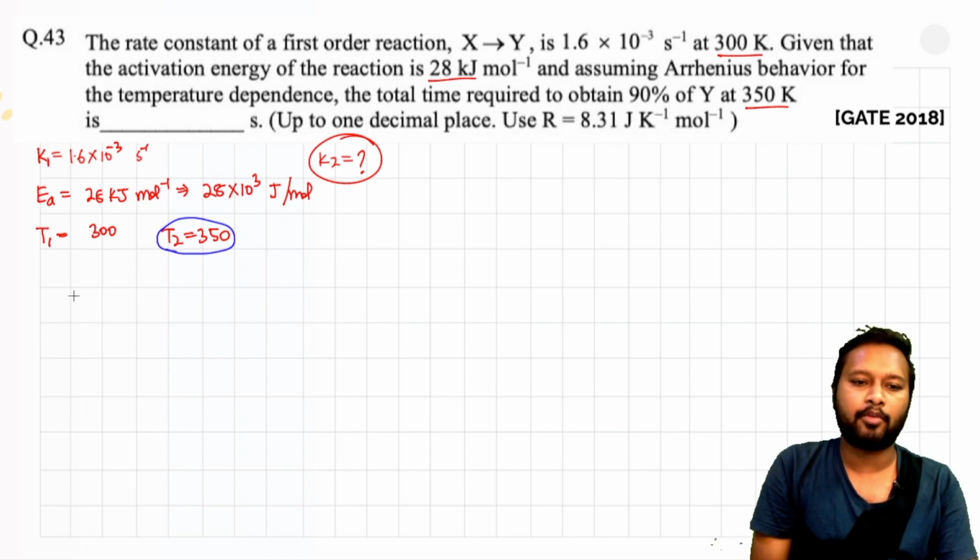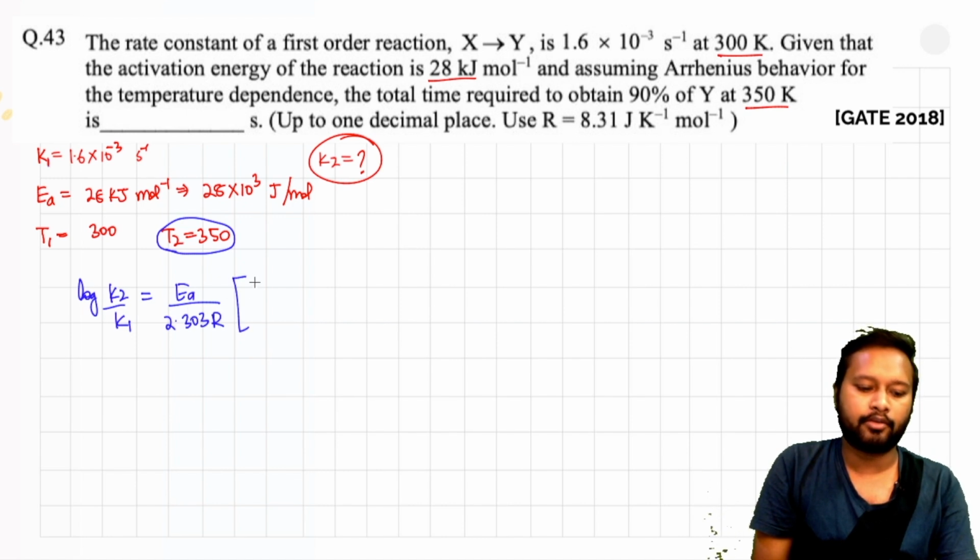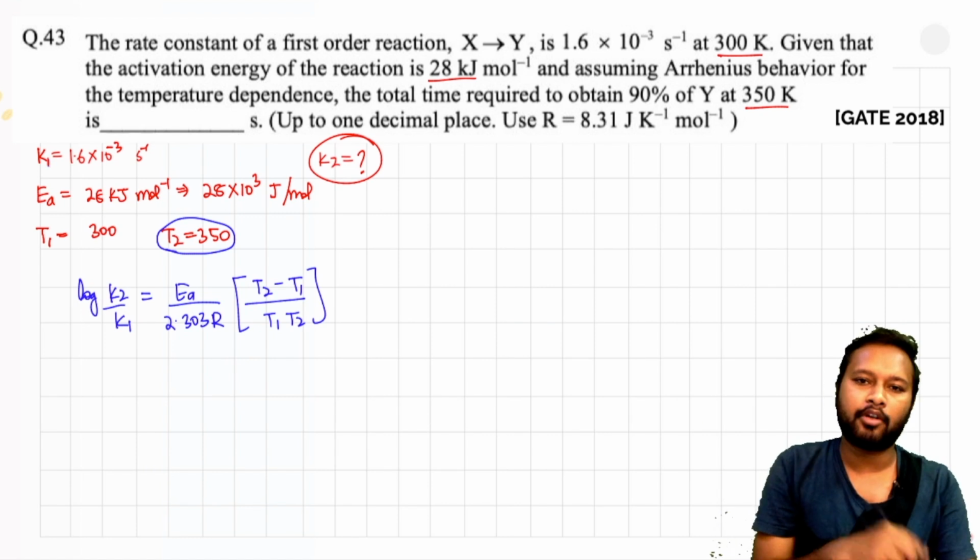So the logarithmic form of your Arrhenius equation says that log k2 upon k1 is equal to Ea upon 2.303 R, and in the bracket you have (T2 minus T1) upon T1 T2. That's the equation we have. Substitute all the values here. We know all the values, so let's put them all together.